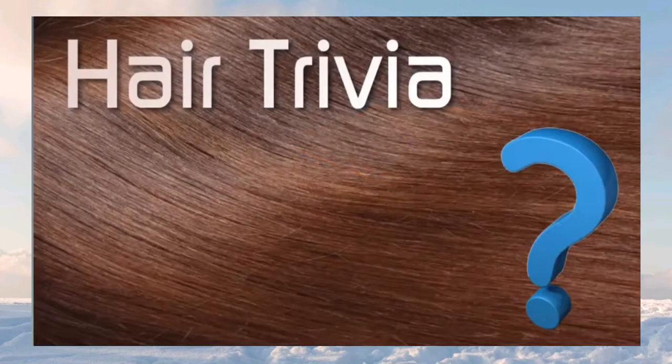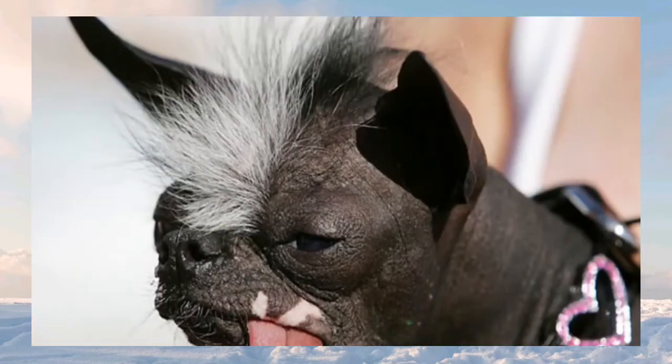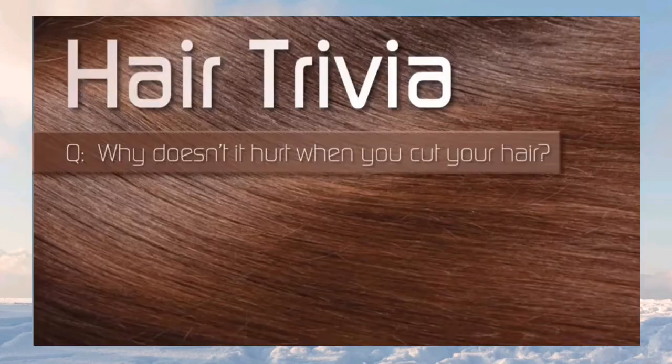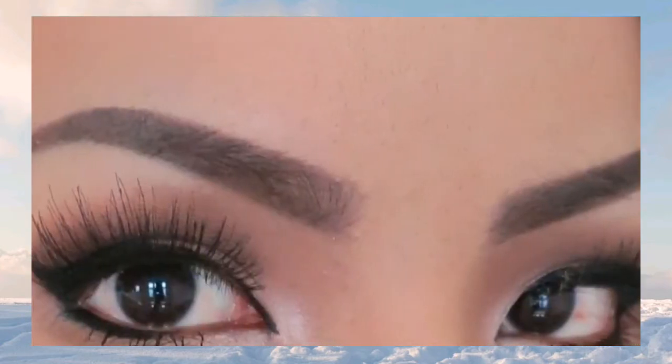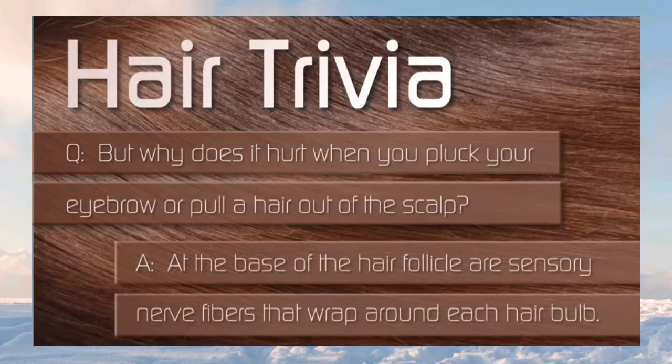Here's a little hair trivia for you. Hair can be shaved, cut, styled, and groomed. But why doesn't it hurt when you cut your hair? The answer is, it doesn't hurt when the hair is cut because there are no nerves. But then why does it hurt when you pluck your eyebrow or pull a hair out of the scalp? That's because at the base of the hair follicle are sensory nerve fibers that wrap around each hair bulb.